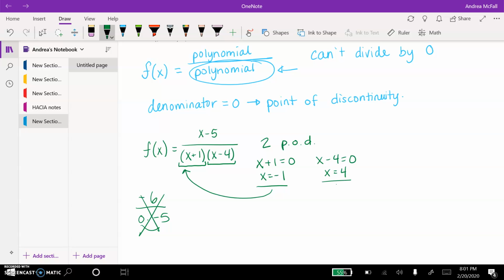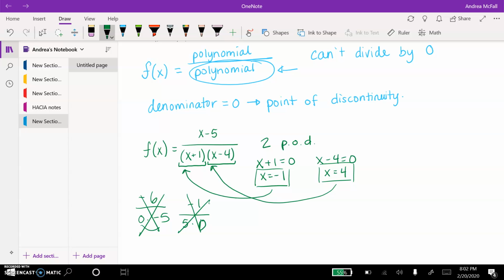Same thing with 4. If I plugged that in, I'd plug it in for all the x's, not just this one. But if I plugged it in everywhere, I would get -1 over 5 times 0. Sorry, 4 minus 4 is 0, not 1. So that would also give me 0 in the denominator, so it can't work. So if it just says find the points of discontinuity, you're done. You've got x equals -1 and x equals 4.